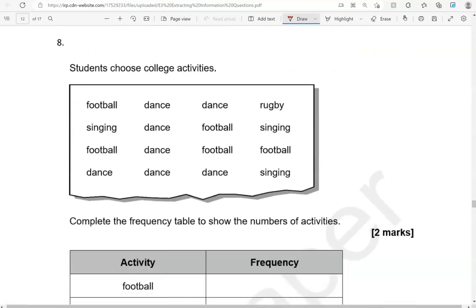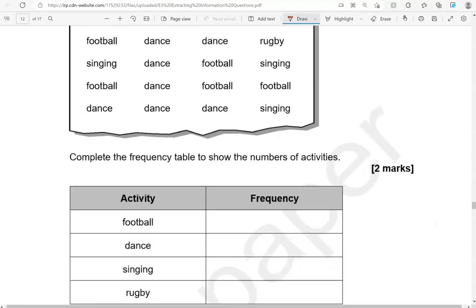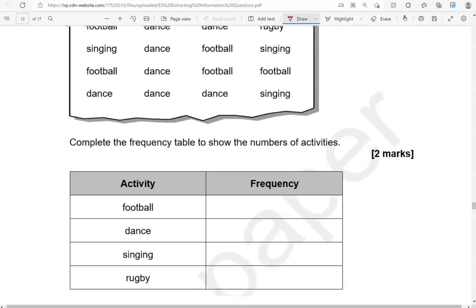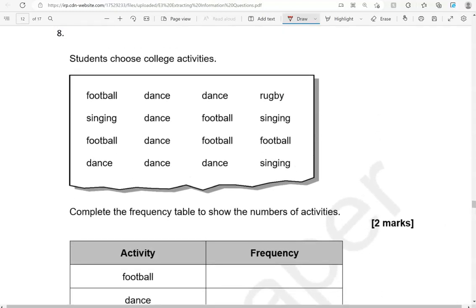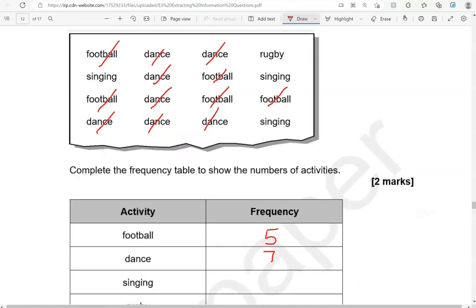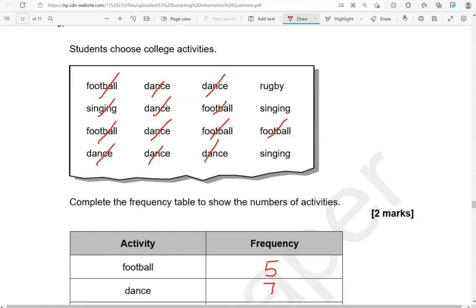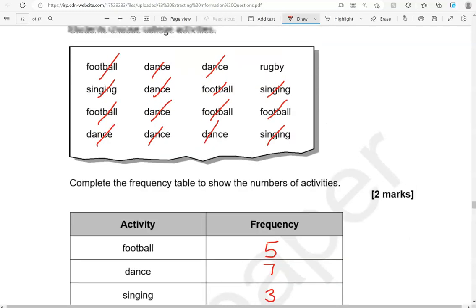Students choose college activities. Complete the frequency table to show the numbers of activities. So, football first, and then dance, singing and rugby. Football, we've got 1, 2, 3, 4, 5. Dance, we've got 1, 2, 3, 4, 5, 6, 7. Singing, we've got 1, 2, 3. And rugby, we've got just 1.